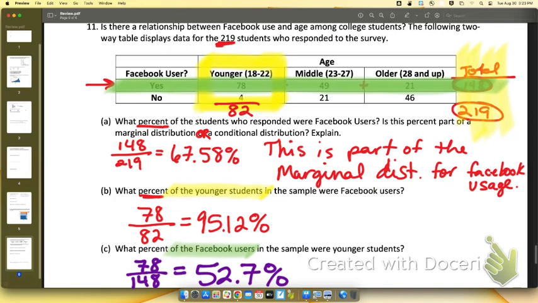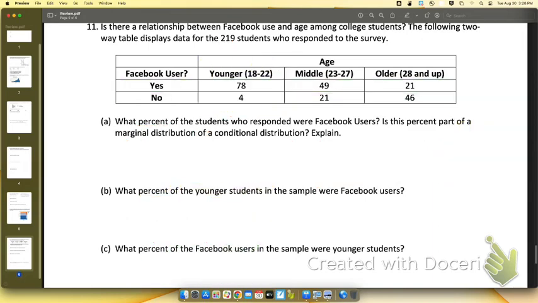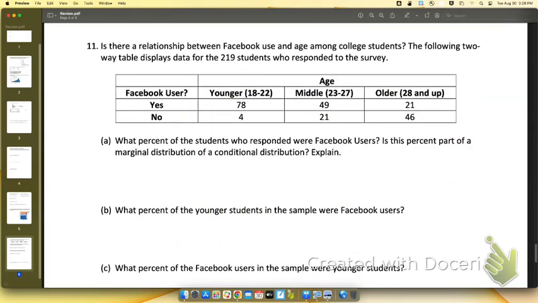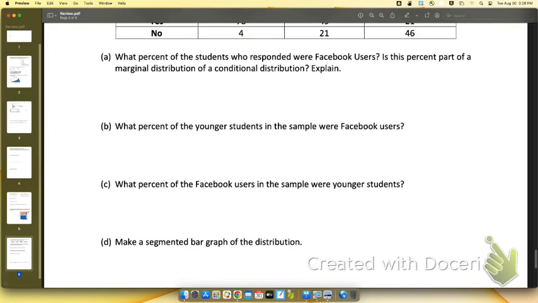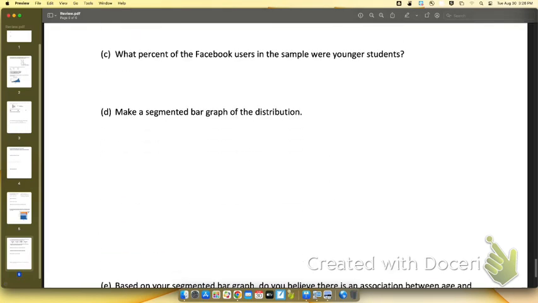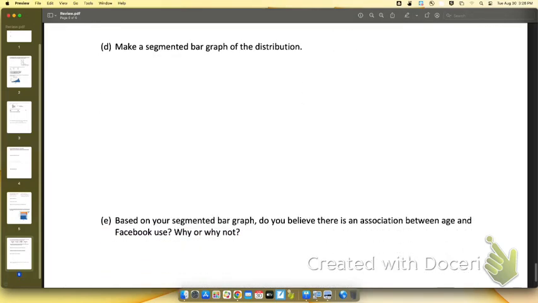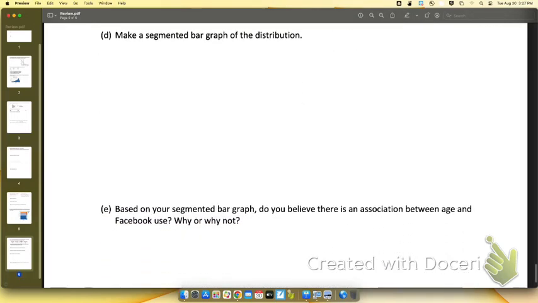Okay, now we're going to make the segmented bar graph. To make the segmented bar graph, sometimes it'll tell you which one to use as your conditional variable. Sometimes it won't. If it doesn't, like this one does not tell you which one to use as the condition, you get to pick, okay? So for this one, I'm just going to use the condition of age because I think that age is going to give me an indication of whether someone is a Facebook user. That's maybe the suspicion.